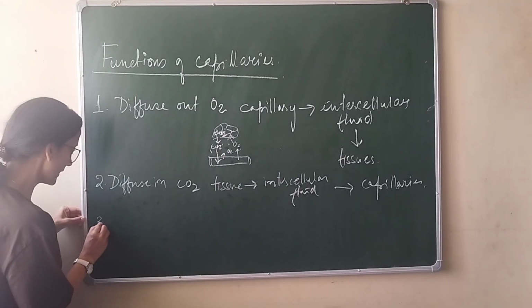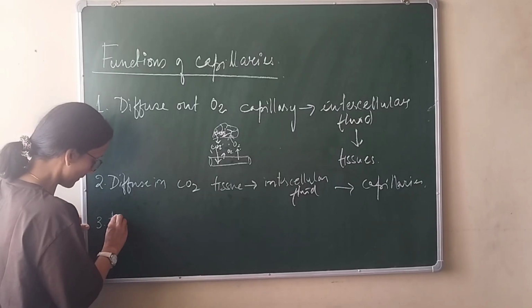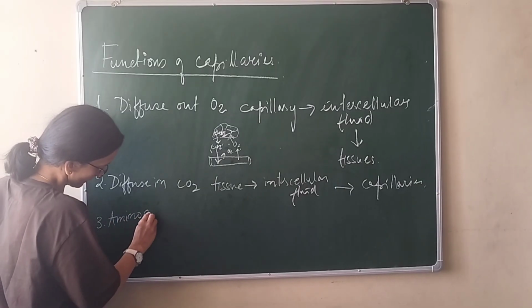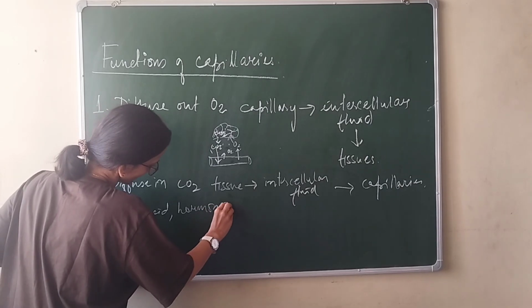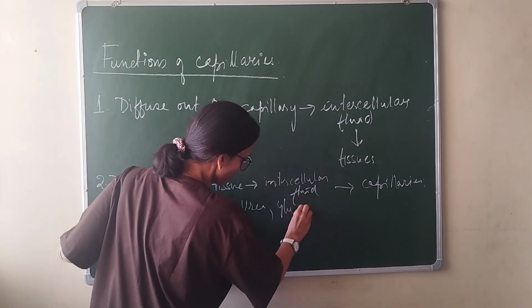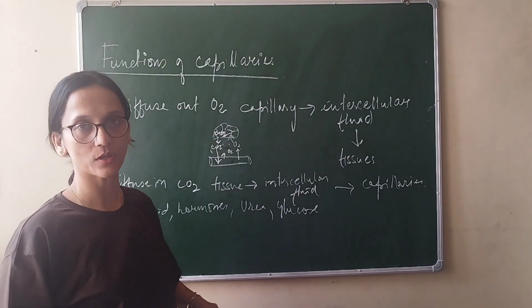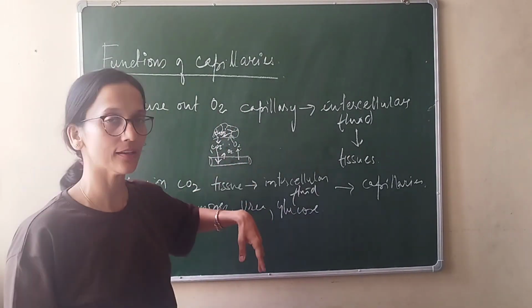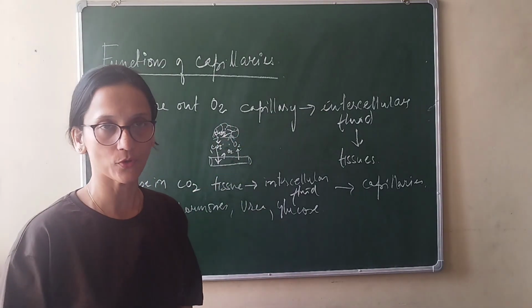The third point, it allows certain substances like amino acid, hormones, urea, and the most important one, glucose, to both diffuse in and diffuse out. इन्हें वो अंदर भी जाने देता है, बाहर भी आने देता है. So this is the important function that it performs.